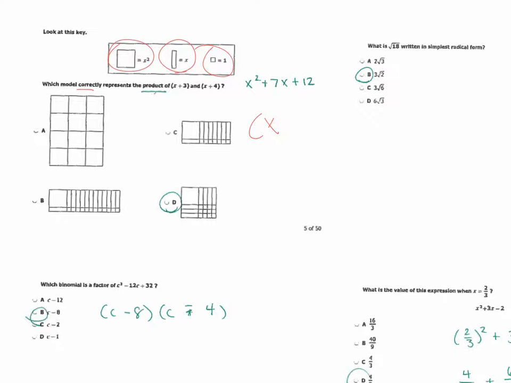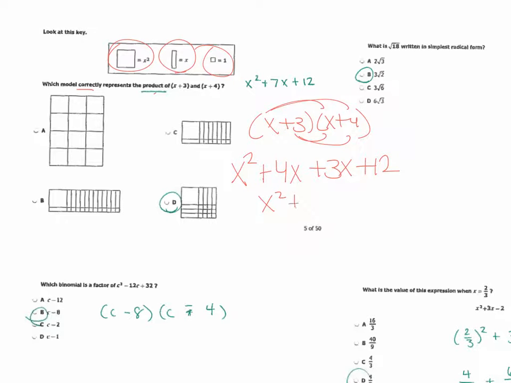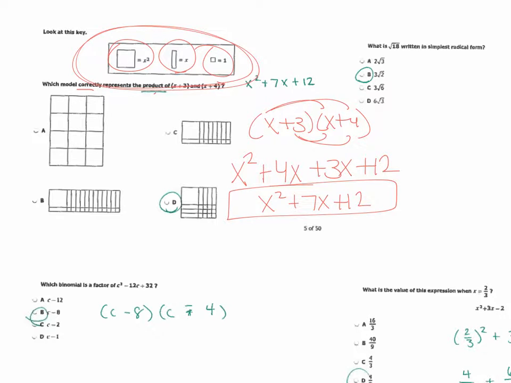So product means multiply, so x plus 3 and x plus 4 are being multiplied together, so I have to double distribute. So I have x squared plus 4x plus 3x plus 12. So I have x squared plus 7x plus 12. So I want to use this model and determine which one represents this answer. So looking at that answer, how many x squareds do I have? Well, I only have 1. So A, B, C, and D, I can only have 1x squared.